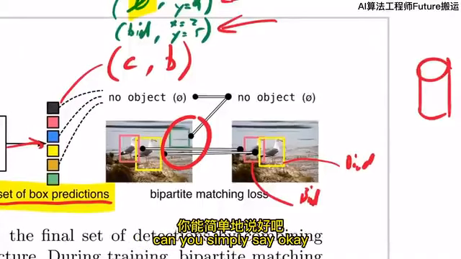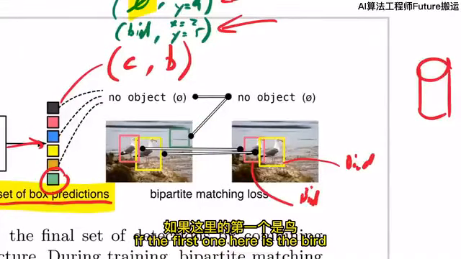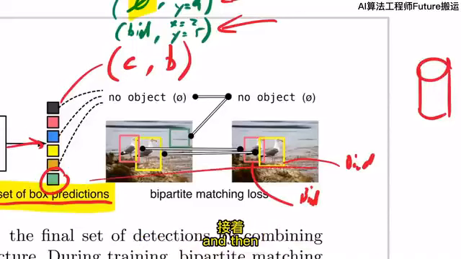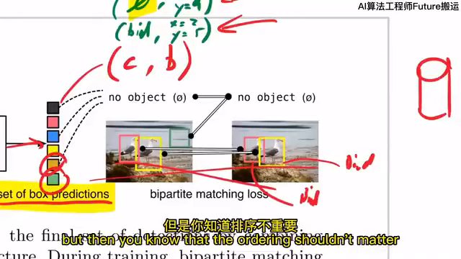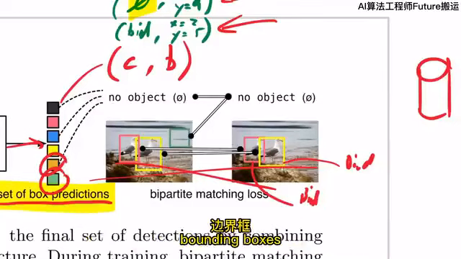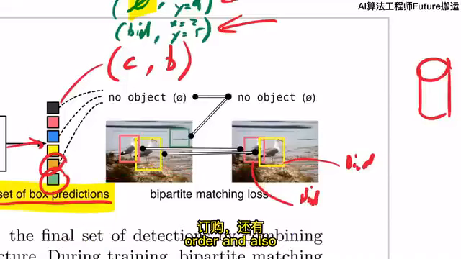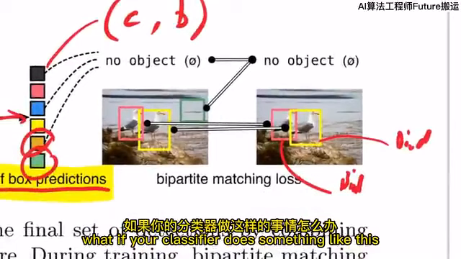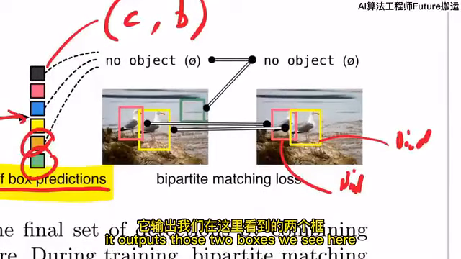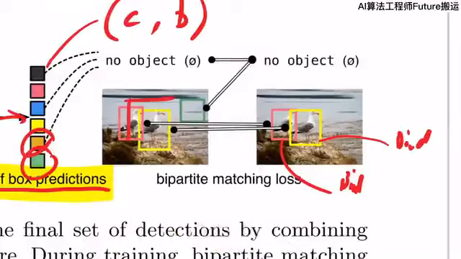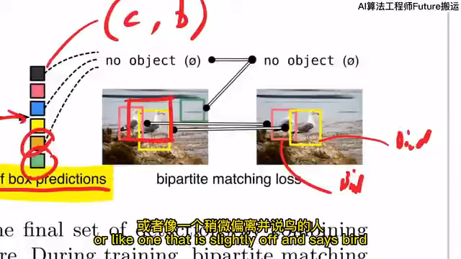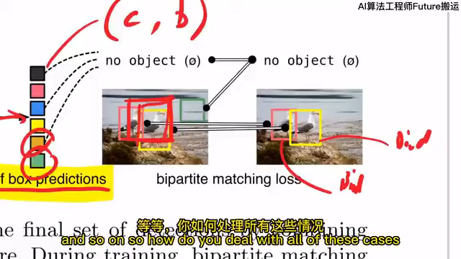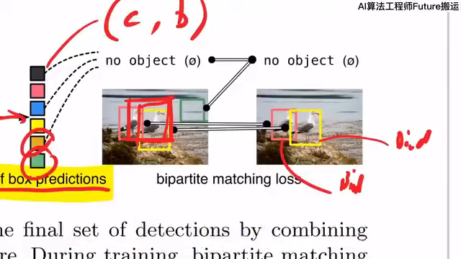Can you simply say, okay, if the first one here is the bird, and the second one is this bird, then it's good? But then, you know, the ordering shouldn't matter. You simply care whether you have the correct bounding boxes. You don't care whether you output them in the correct order. And also, what if your classifier outputs those two boxes we see here, but it also outputs this here and says bird, or one that is slightly off and says bird, and so on? So how do you deal with all of these cases?